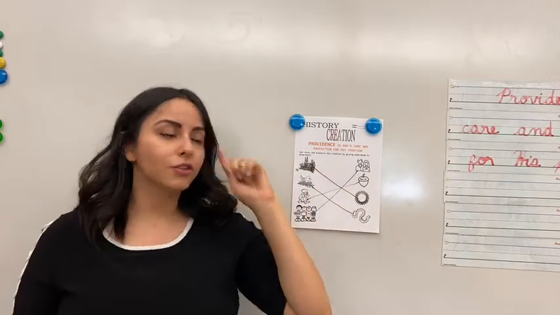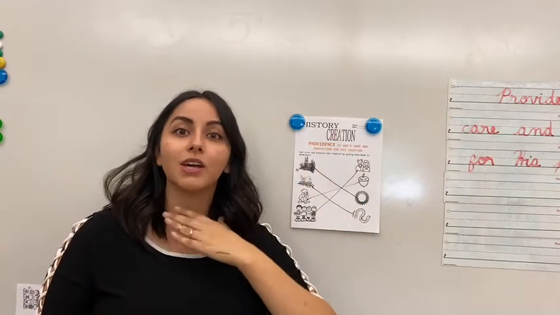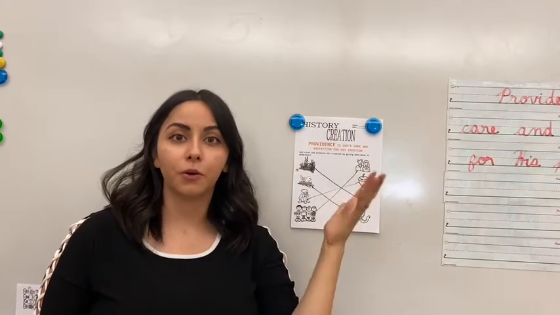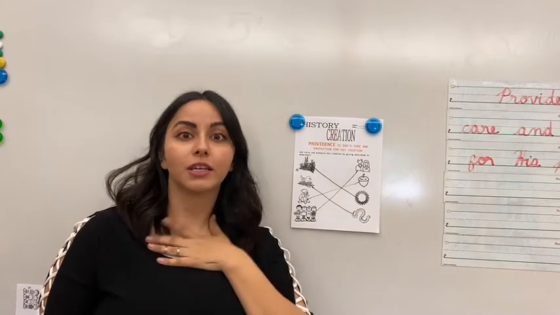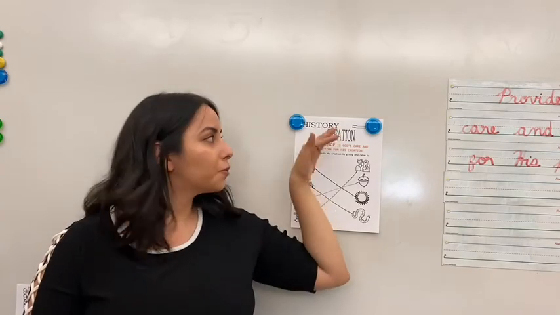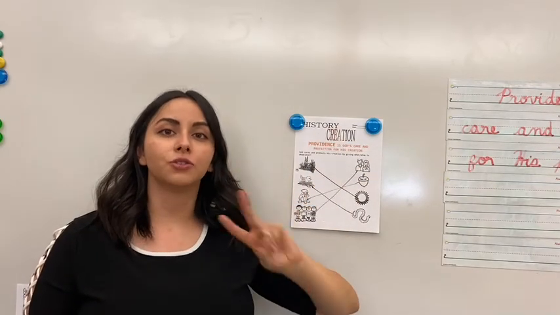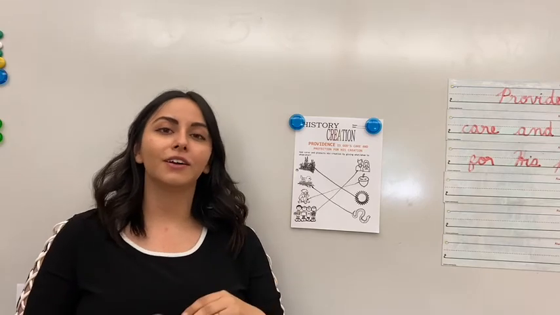And just like the squirrel's eyes are on the acorn and God's eyes are on us, that's how our eyes should be on God, so we can focus and love him just like he loves us. So this is today's history. Say the word again with me. Providence. Providence is God's care and protection for his creation. Good job.